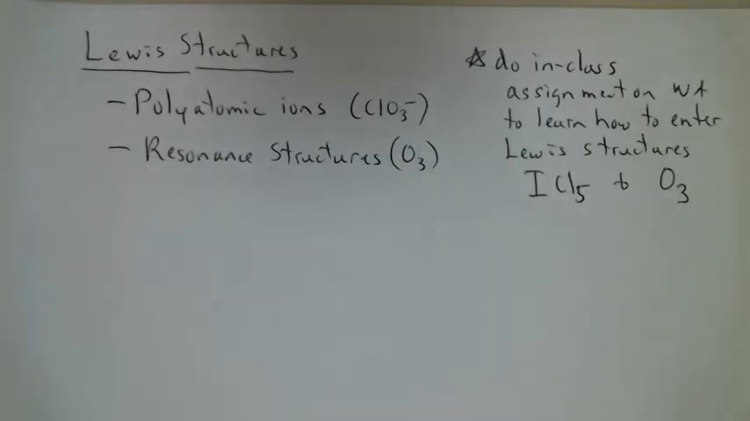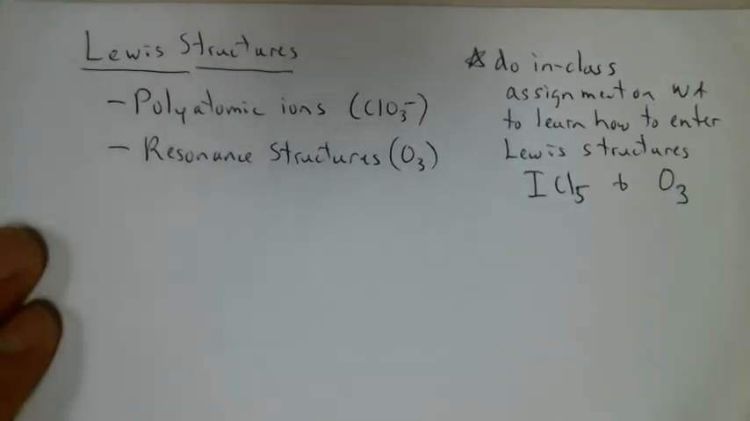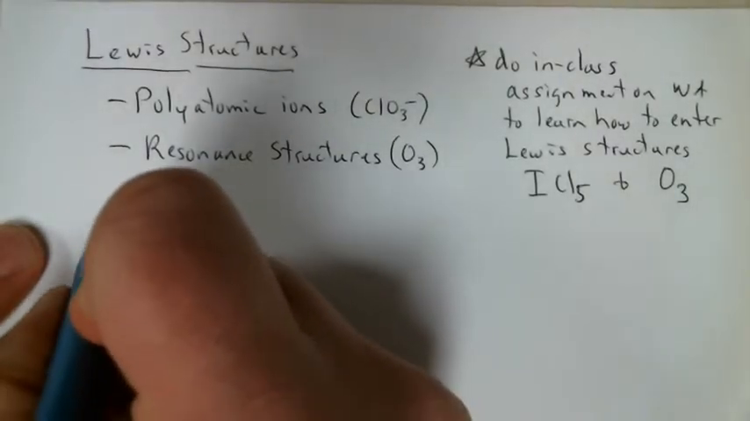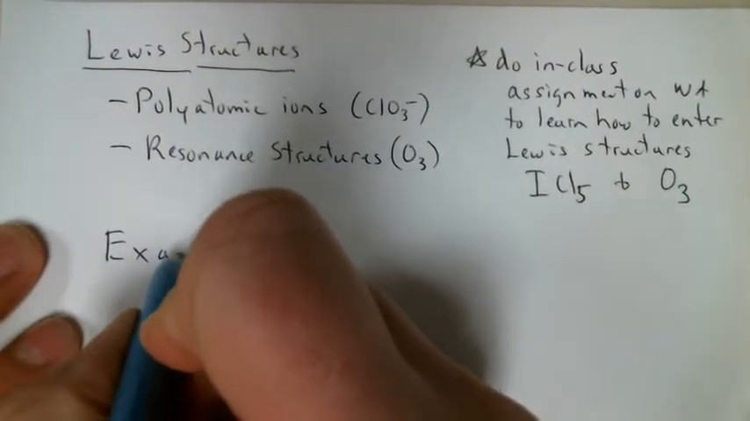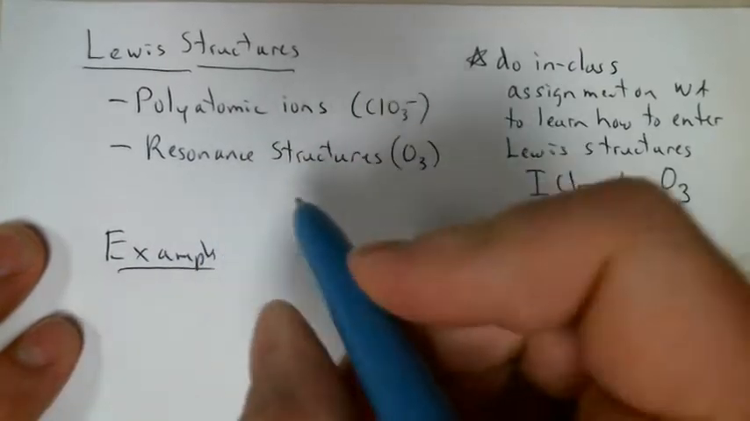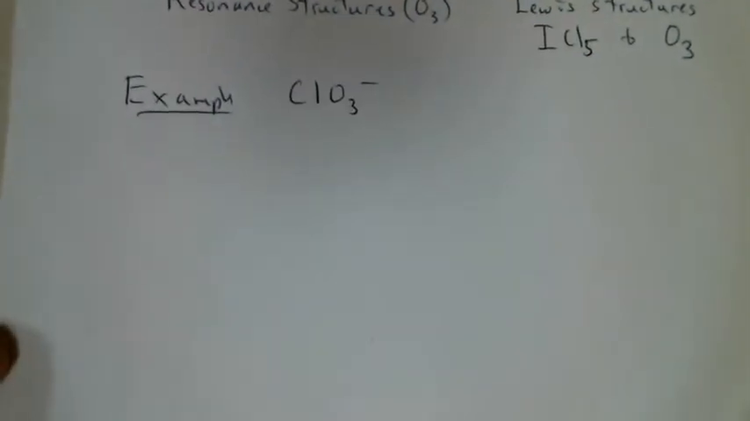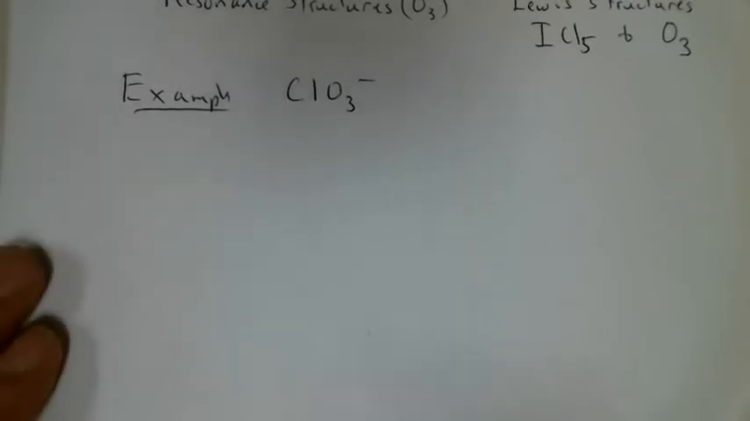So let's start with an example of how to write a Lewis structure for a polyatomic ion. Okay, so we've got the chlorate anion, ClO3 minus, and let's just write the Lewis structure for it. So go ahead and do that, and then pause the video and then come back.